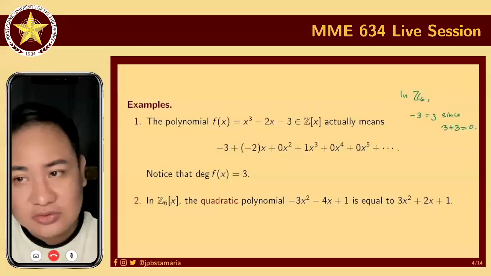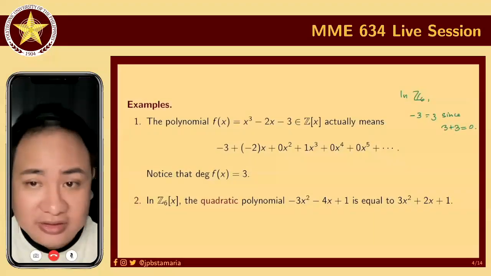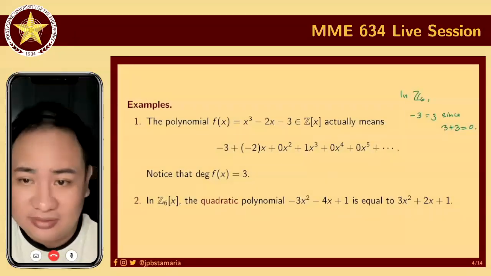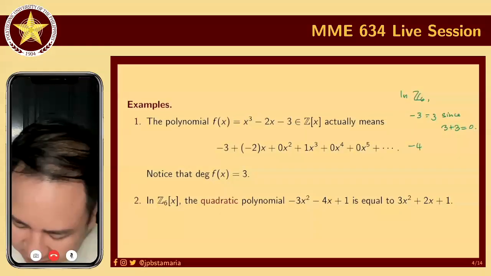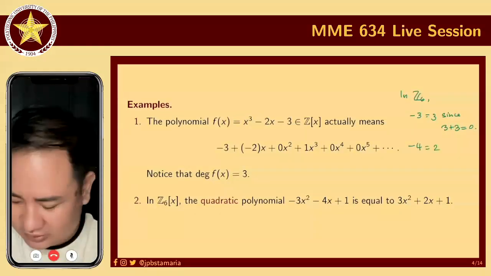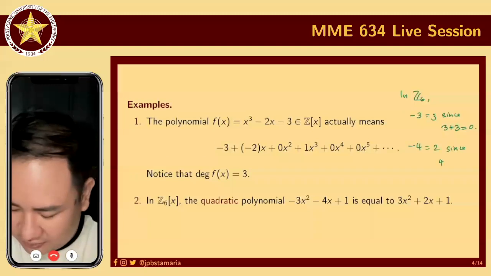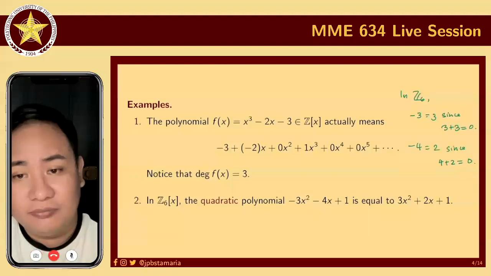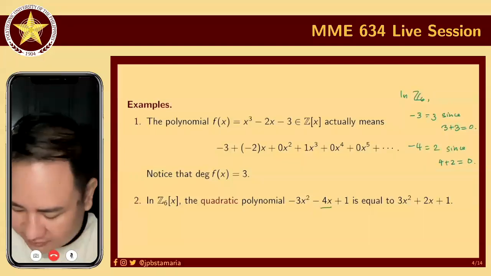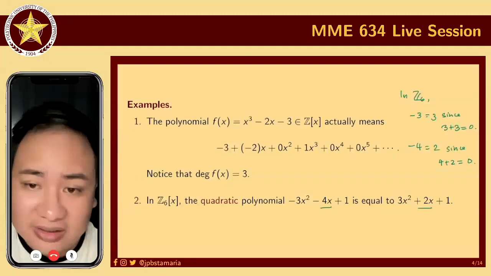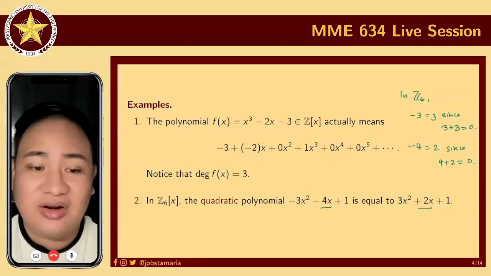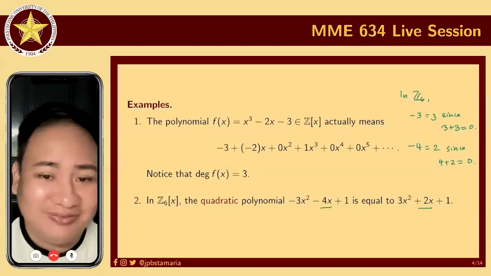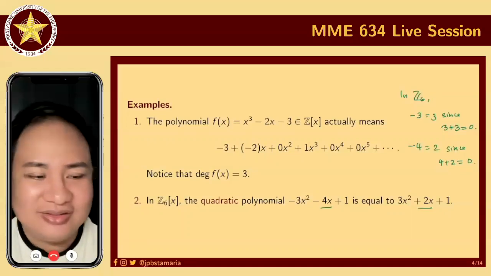So, I could replace minus 3x squared by 3x squared. Similarly, yung minus 4 sa Z sub 6 ay 2, kasi ang 4 plus 2 ay 0. Kaya yung minus 4x here was replaced by plus 2x. So in Z6, there are many ways to write the same polynomial. Na? Do you understand what I mean to say? Yes po. Okay.